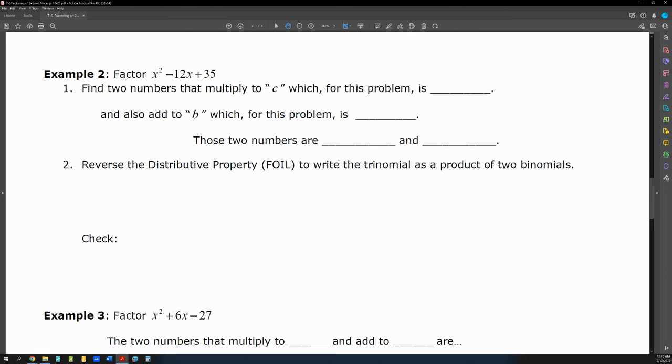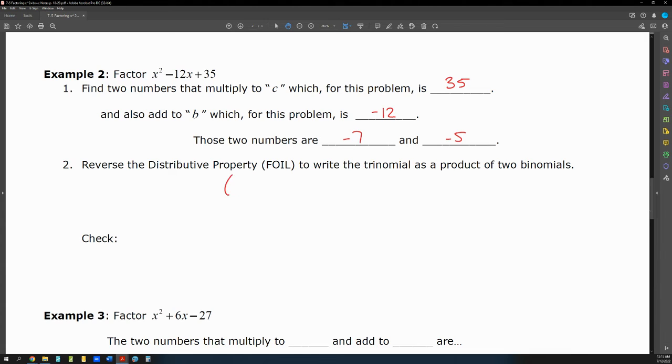Okay, so let's consider x squared minus 12x plus 35. So c in this case is 35, and b in this case is negative 12. Be careful with that negative. So the two numbers that multiply to 35 and add to negative 12, the answer, negative 7 and negative 5. So I noticed that negative 7 and negative 5 add to negative 12 and multiply to positive 35. Be careful, the answer is not positive 7 and positive 5 because those don't add to negative 12.